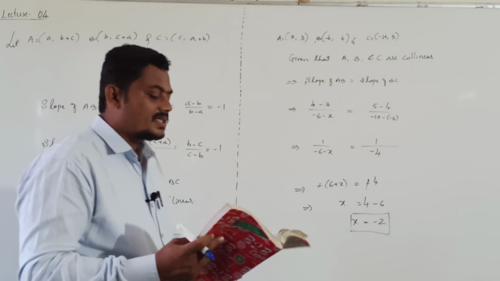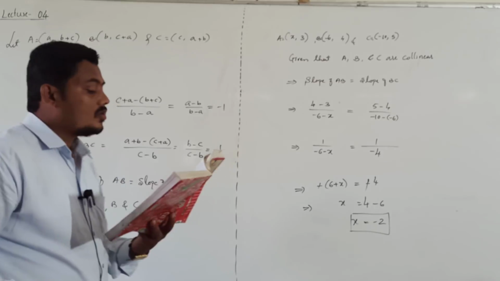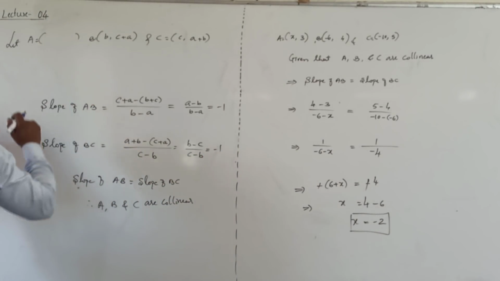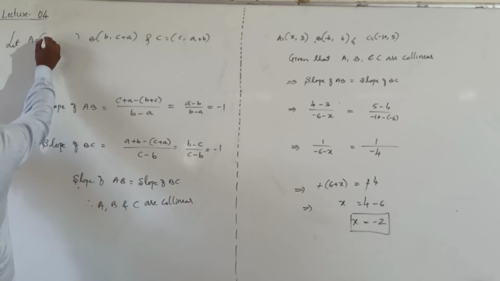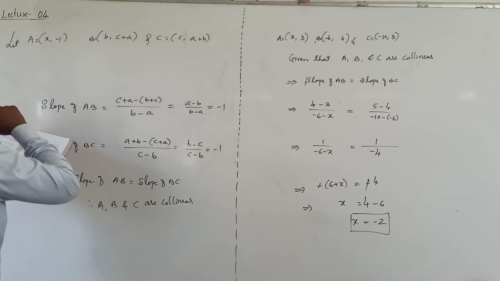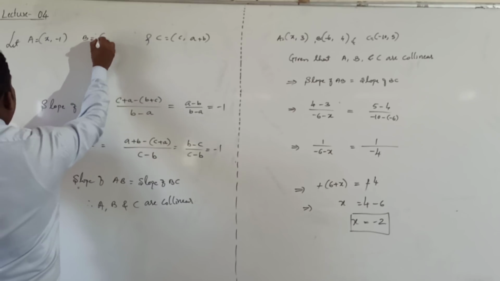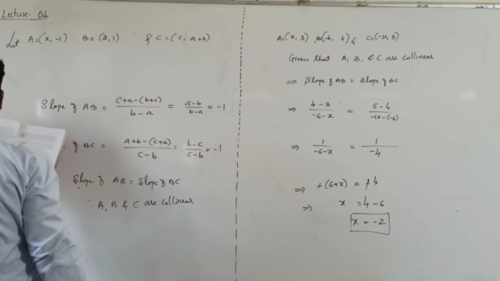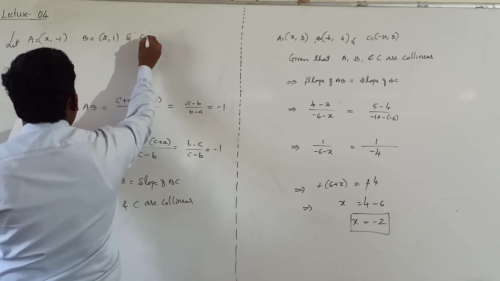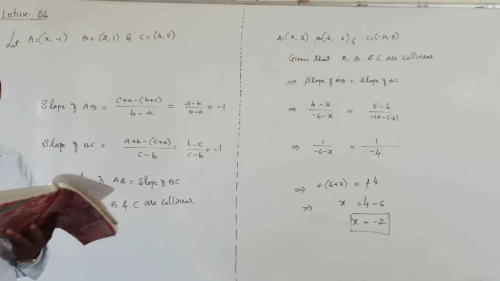Find the value of x for which the points (x, -1), (2, 1) and (4, 5) are collinear.